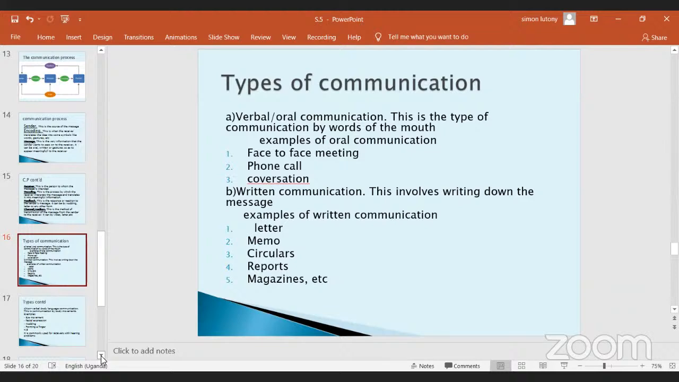Then move on to the circulars. Hope you know what circulars are. Do we need to clarify again? No, I know what they are. Okay. Then the last 2, we have the reports and magazines. Hope these ones are also very familiar to you. Then we have the third category or the third type. That's what we call body language communication. What do you think this one is all about?